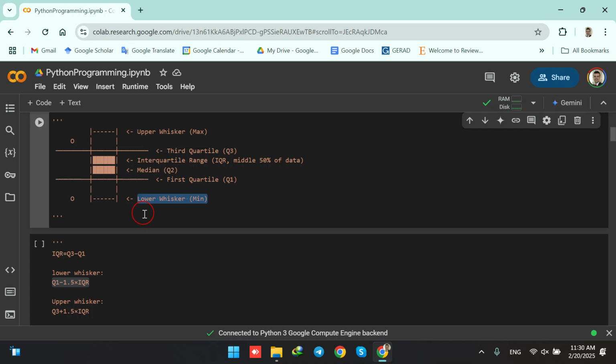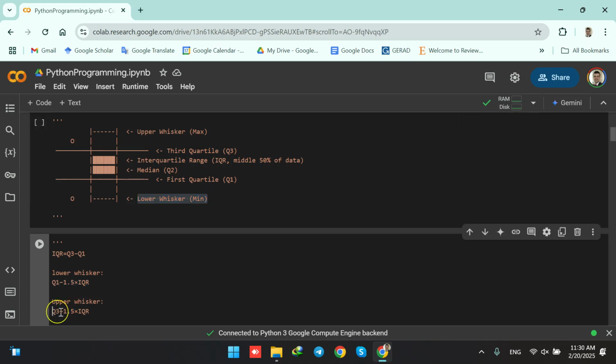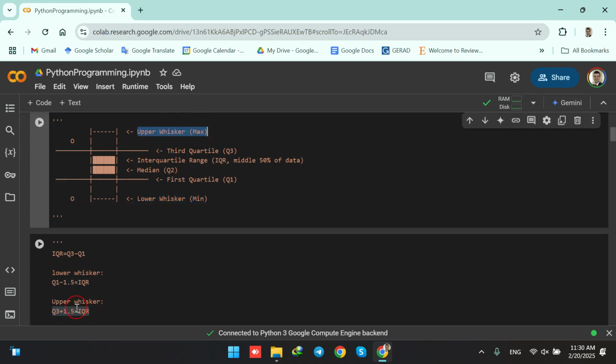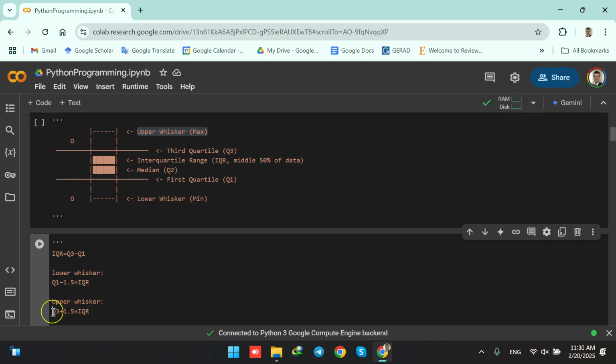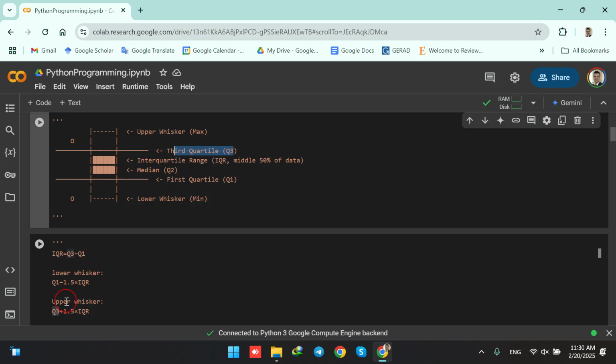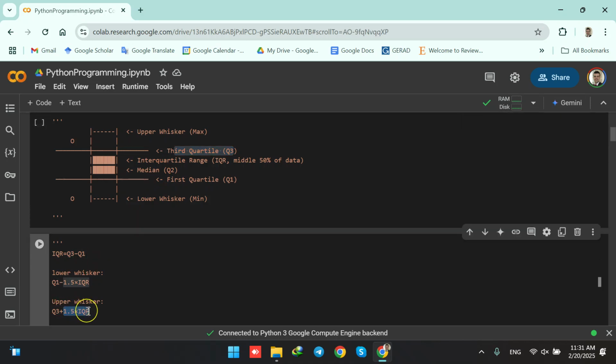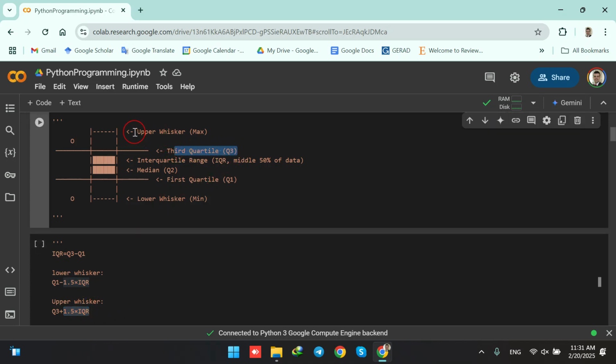We're going to discuss outliers as well. And when we have this formula, we are going to calculate the upper whisker, meaning that we are going to have Q3, which is here, plus 1.5 multiplied by the interquartile range. The output will give us the value of the upper whisker. This way, we are calculating the lower whisker and upper whisker.